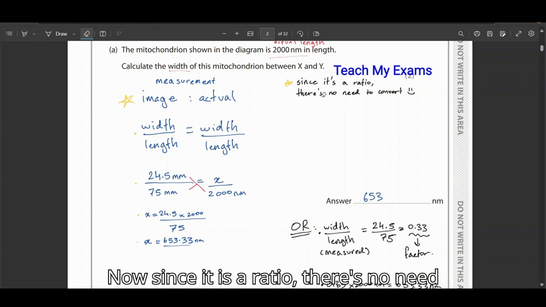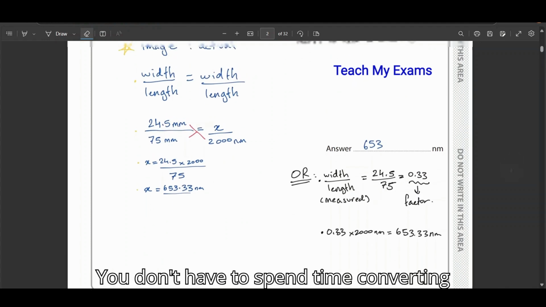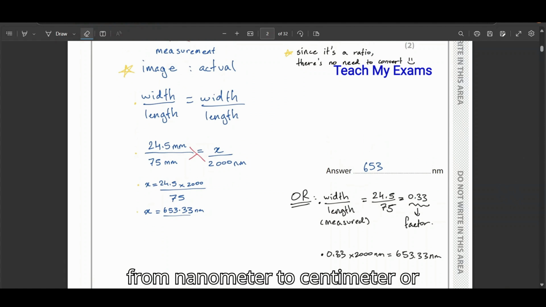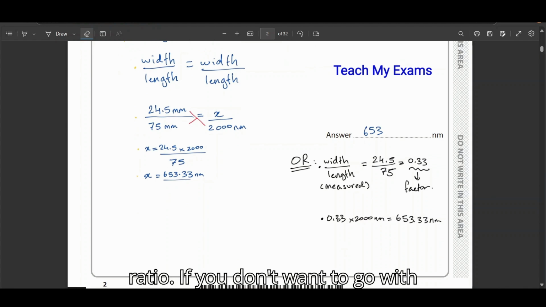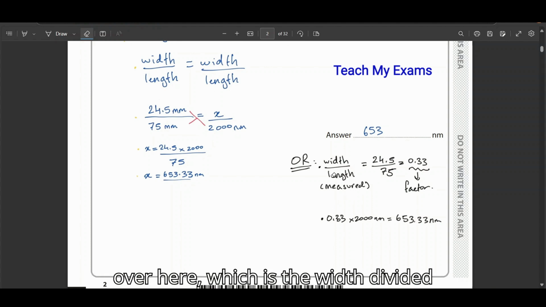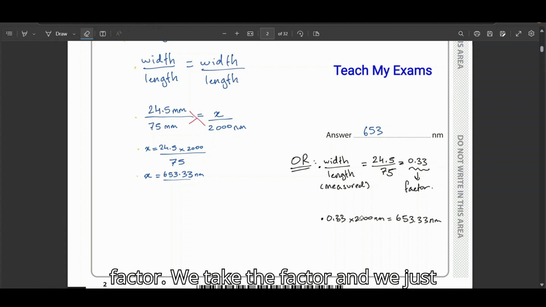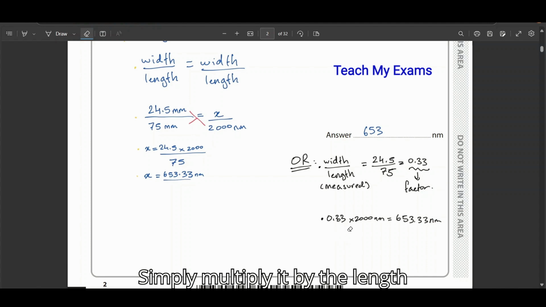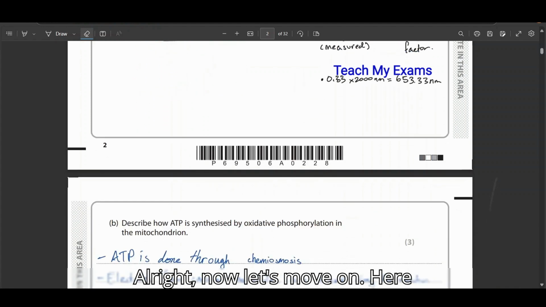Since it is a ratio, there's no need to convert the values. So that's awesome. You don't have to spend time converting from nanometers to centimeters or millimeters to centimeters. If you don't want to go with this method, we have another method: the width divided by the length is equal to 24.5 divided by 75. This was for the measured one. We have 0.33 as a factor. We take the factor and simply multiply it by the length and you get the width right here.